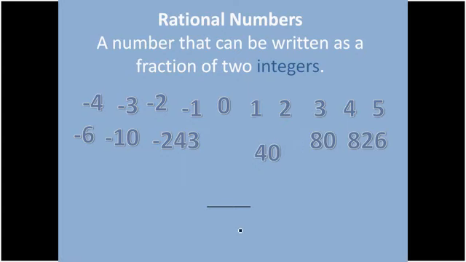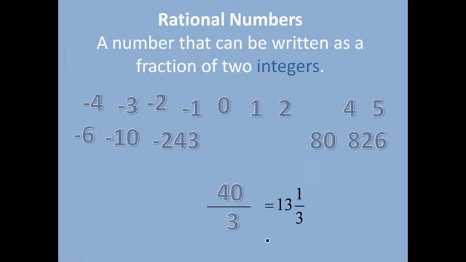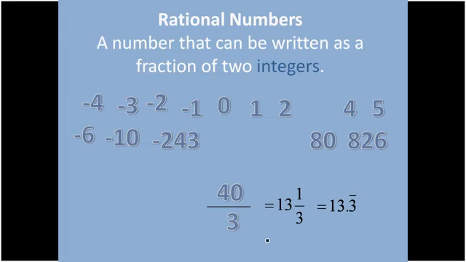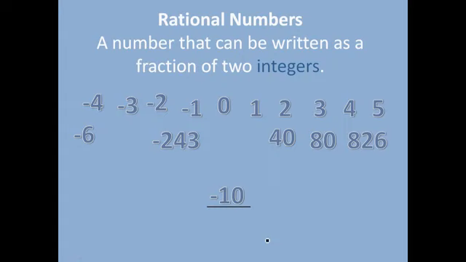Let's look at another example. What if the top number is bigger than the bottom number, 40/3? Well, we know that is an improper fraction. Improper fractions can be written as mixed numbers. So those mixed numbers are also rational. We could also write the decimal form of that mixed number, which is 13.3 repeating. All these different ways to write 40/3 are rational numbers because they are equivalent to 40/3, which is a fraction of two integers.